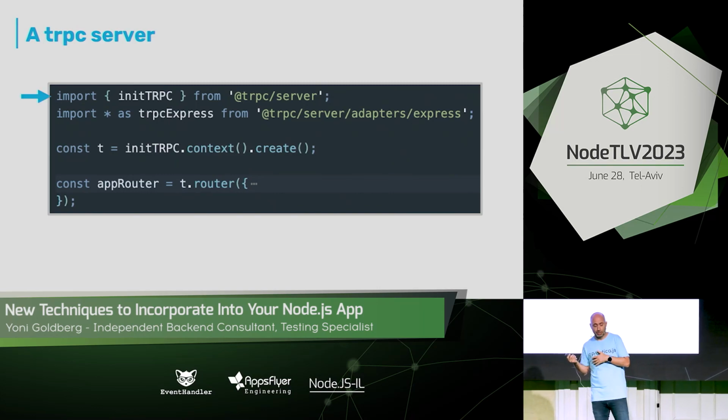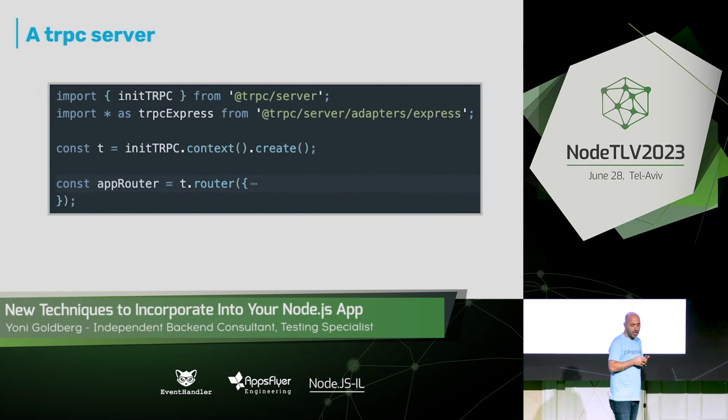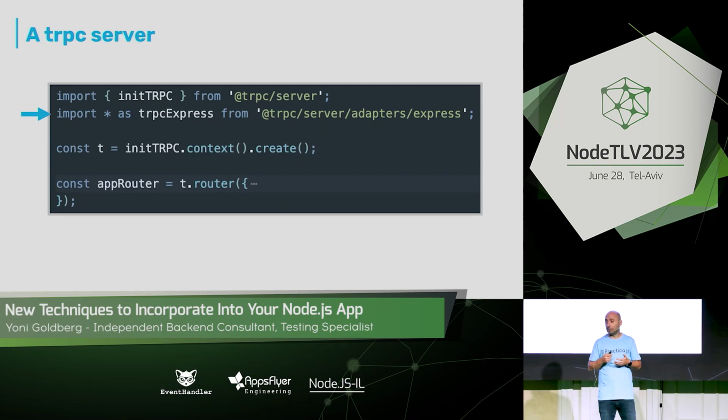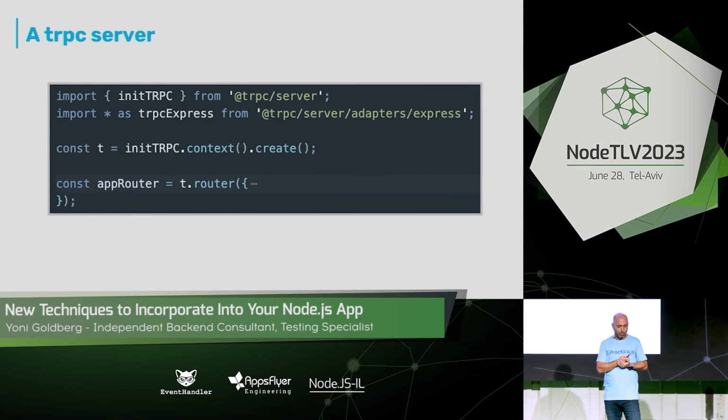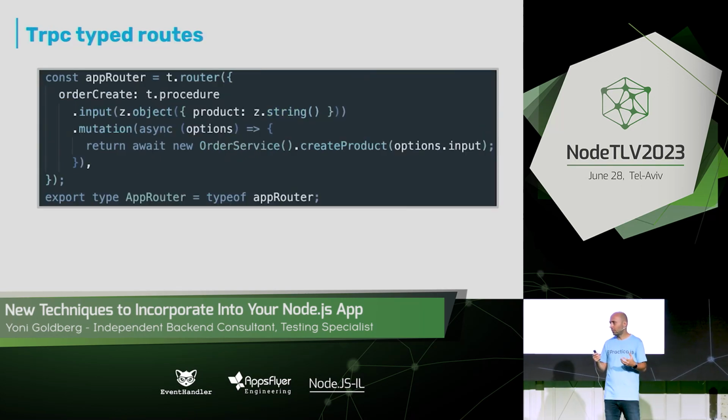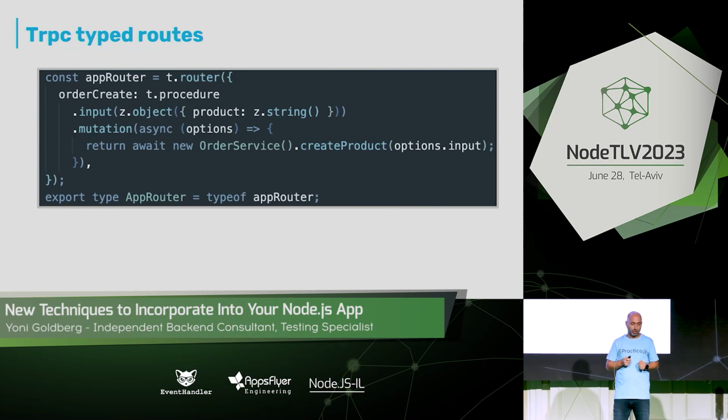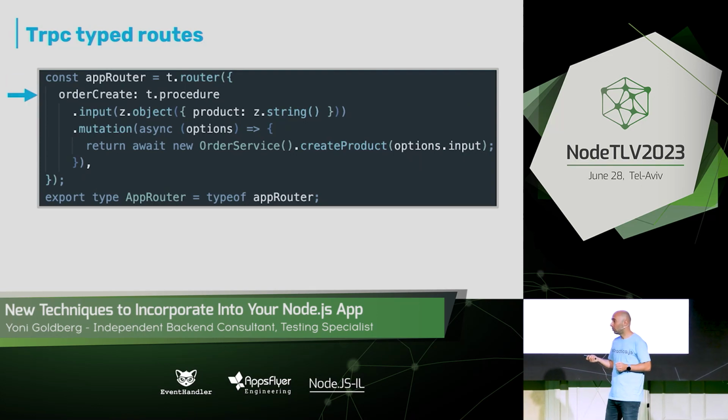I'm importing the library, and I'm specifying that I want an adapter, Express. Why? Because it can be built upon existing libraries like Fastify, Next.js. So I'm going to use Express. I'm going to initialize tRPC and then define a router. What is a router? Here it is, like Express, a collection of routes. Simple. So here I define my router with a route to create a new order.